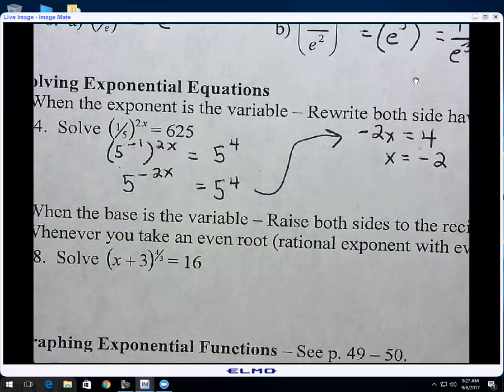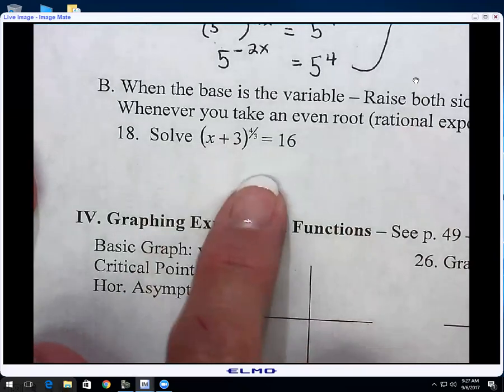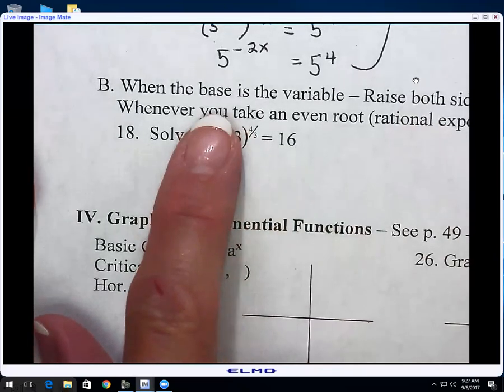If you can't write both sides as having the same base, then we're going to have to talk about how to unexponentiate. I'm just going to leave that hanging because we're not going to get to it today, but we are going to have to figure out a way to solve exponential equations when we can't write both sides having the same base.